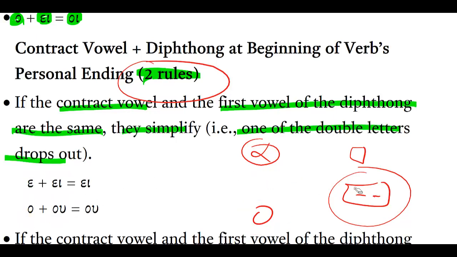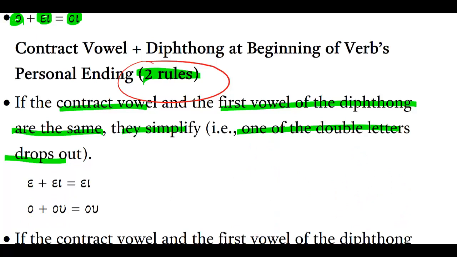So again, just to illustrate this very clearly, here's our contract vowel epsilon. It's coming into the diphthong epsilon iota. The contract vowel and the first letter of the diphthong are the same, so one of them drops out, and we have epsilon iota. Here, the contract vowel and the first vowel of the diphthong are the same, so one of them drops out. We have omicron upsilon. That's diphthong rule number 1.